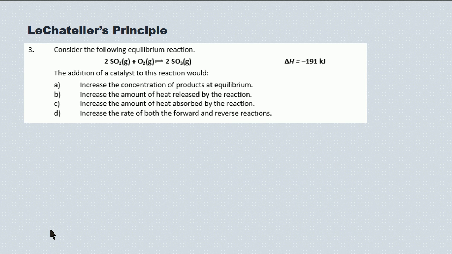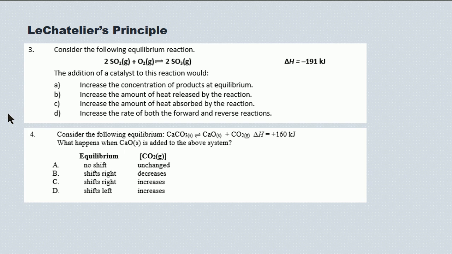Consider the following equilibrium reaction. The addition of a catalyst. And we can almost stop reading right there. A catalyst does not shift equilibrium. So the addition of a catalyst to this reaction would increase both the rate of the forward and reverse reactions. D. Consider the following equilibrium. What happens when calcium oxide is added? Well, the answer there relates to its state. It's a solid state. Does not impact on equilibrium position. The answer here is A. There's no shift.